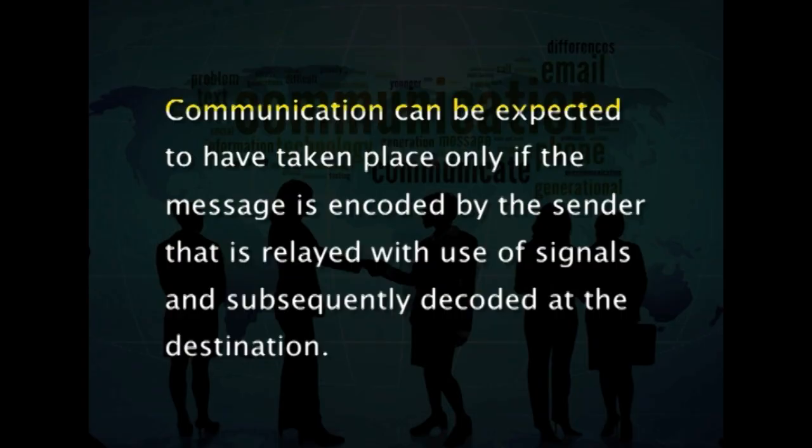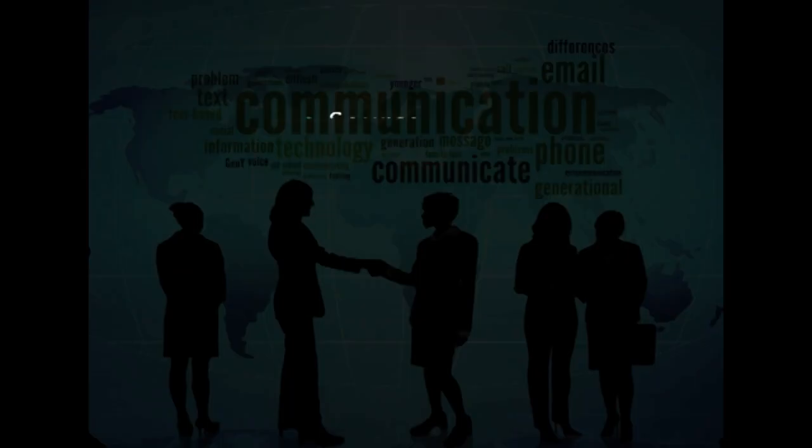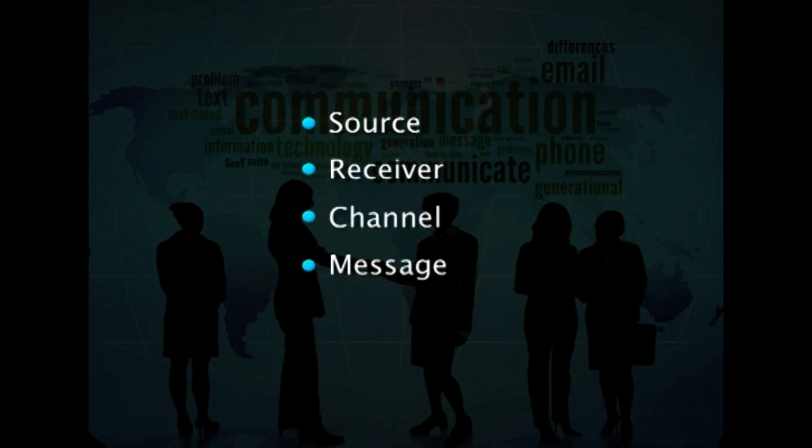Elements and process of communication. The communication can be expected to have taken place only if the message is encoded by the sender, that is relayed with use of signals and subsequently decoded at the destination. This process occurs basically due to the presence of 5 important elements of communication. The 5 basic elements of communication are source, receiver, channel, message and finally the feedback.